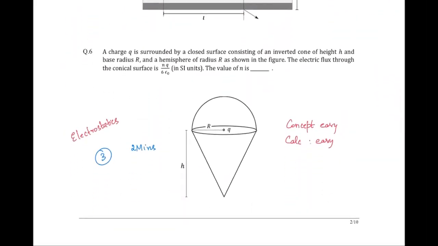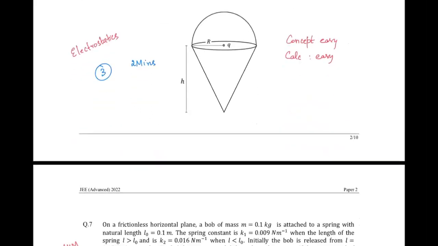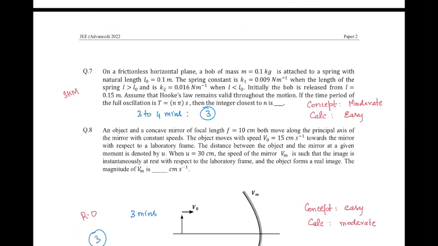Sixth one is a very easy question, concept wise very easy, calculation wise very easy. In 2 minutes max this should have been done and tested. It's a question based on Gauss law. Let's move on over here. That's pretty much an easy one.